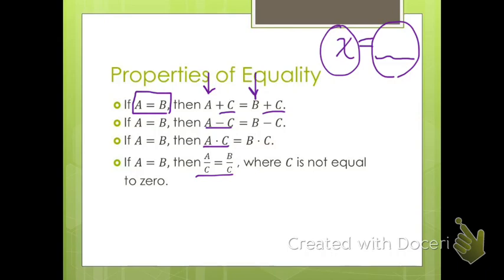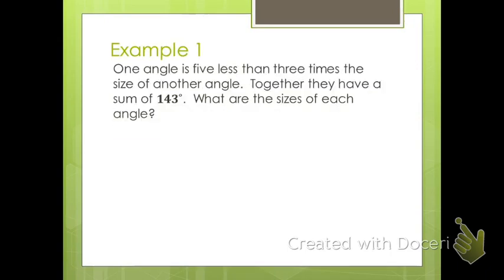Okay, so let's look at the first example. Example 1 says one angle is 5 less than 3 times the size of another angle. Together, they have a sum of 143. What are the sizes of each angle?